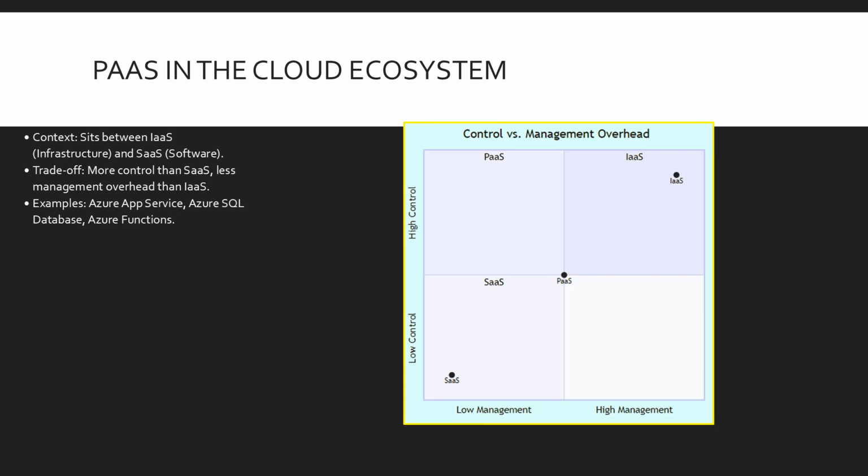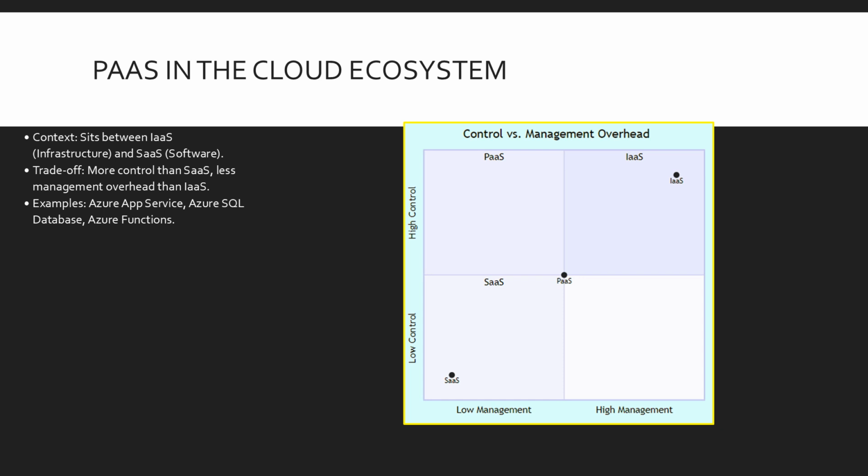To summarize, PaaS sits comfortably between IaaS and SaaS. While IaaS provides maximum control over the stack, PaaS provides a mix of control and ease of management. It offers more flexibility than SaaS, where you simply use the software, but significantly less maintenance overhead than IaaS. Prominent examples of PaaS include Azure App Service, Azure SQL Database, and Azure Functions, all of which abstract the underlying servers so you can focus on innovation.